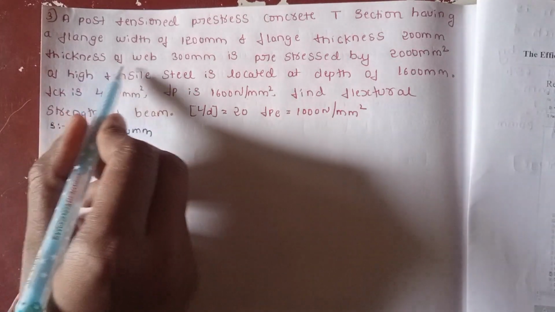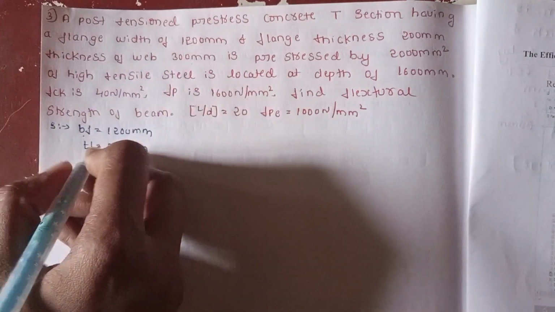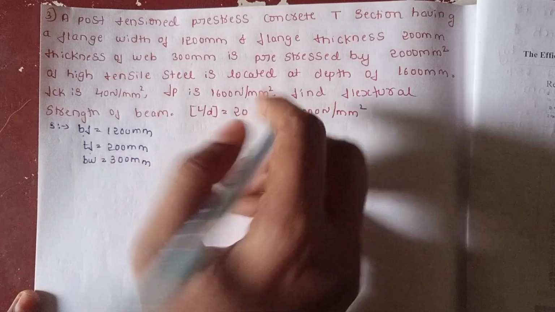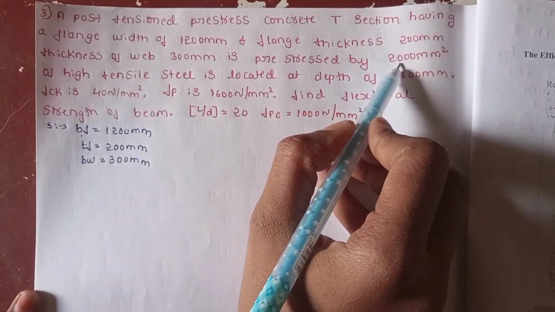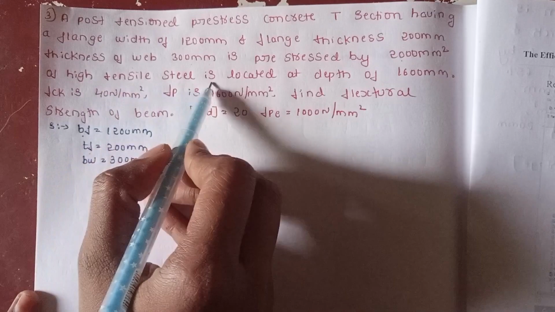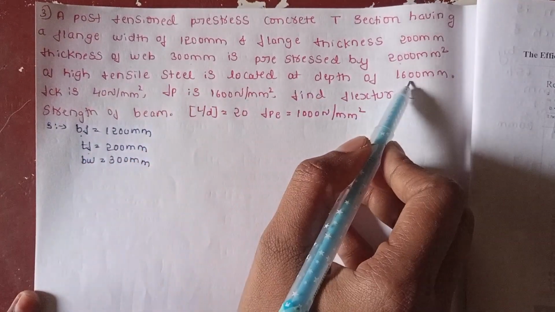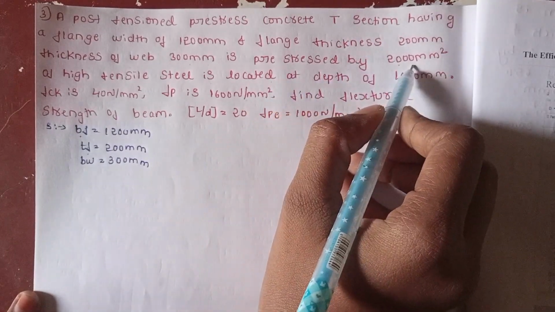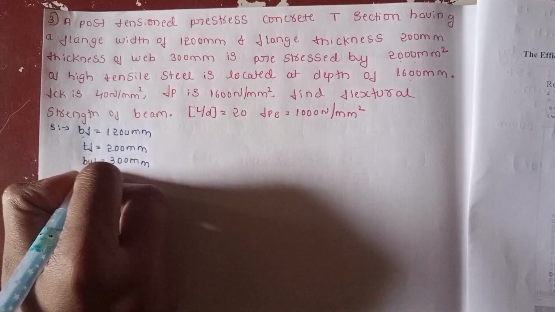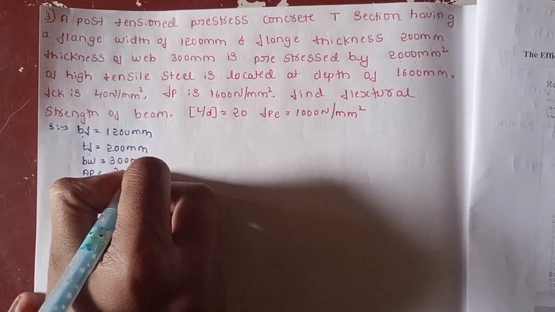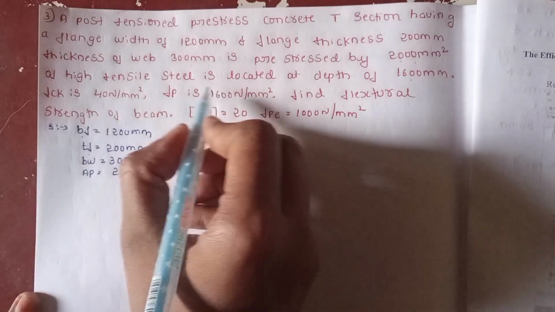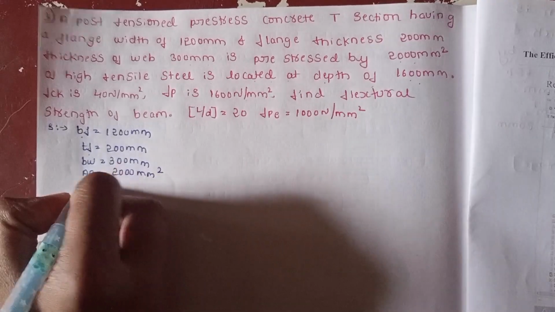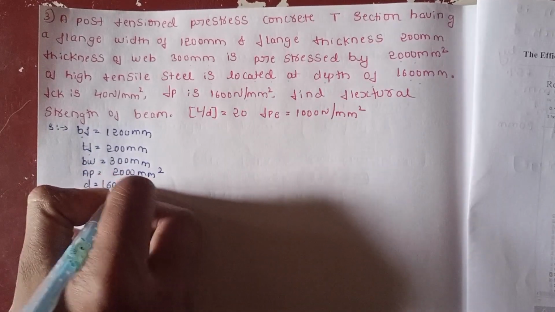And thickness of the web is 300 mm, means BW equal to 300 mm. It is pre-stressed by 2000 mm square of high tensile steel located at the depth of 1600 mm. Pre-stressed by 2000 mm square means area AP equal to 2000 mm square. Located at depth of 1600 mm means small d equal to 1600 mm.